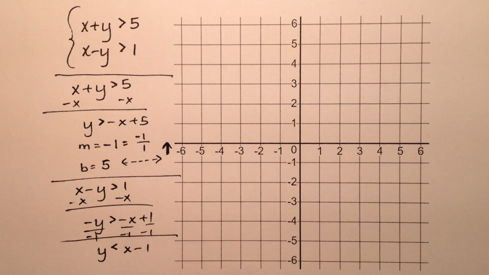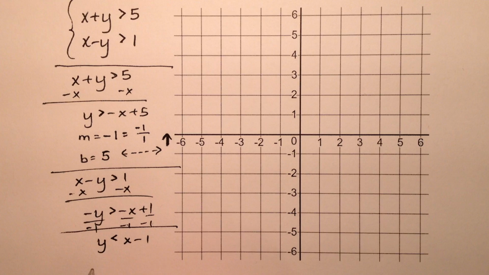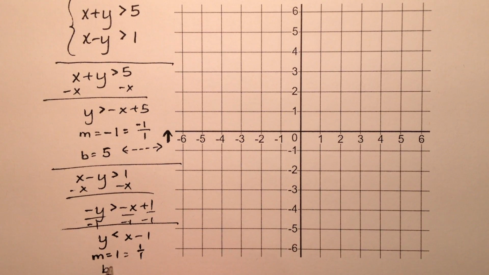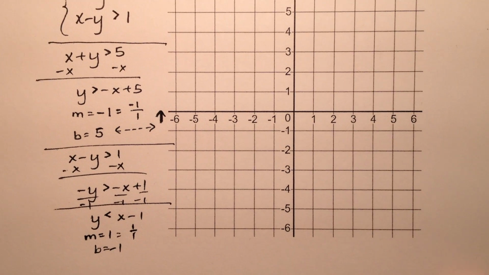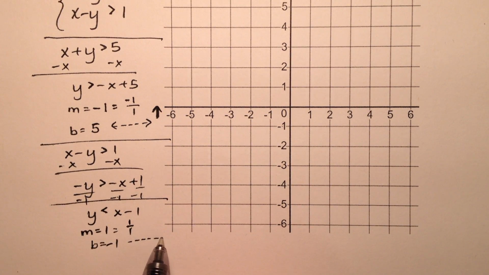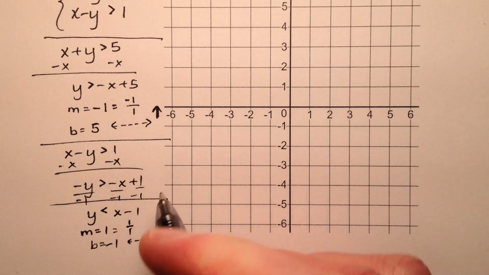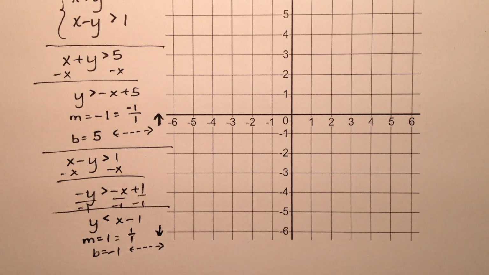Same thing as before, I need 4 pieces of information. So 1 is the slope, which is 1 or 1 over 1 in terms of rise over run. And my y-intercept is negative 1. And this is y is less than, so I know we're going to have a dashed line, which indicates the boundary is not included in the solution set. And since it's y is less than, I know I'm going to shade ultimately below that line.